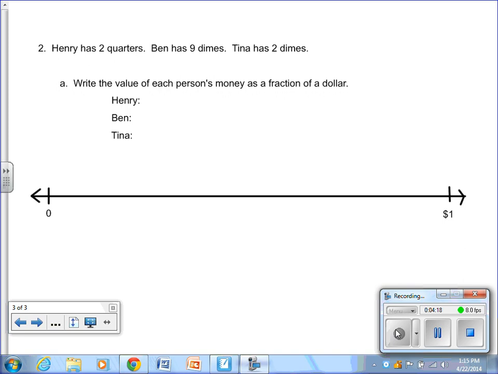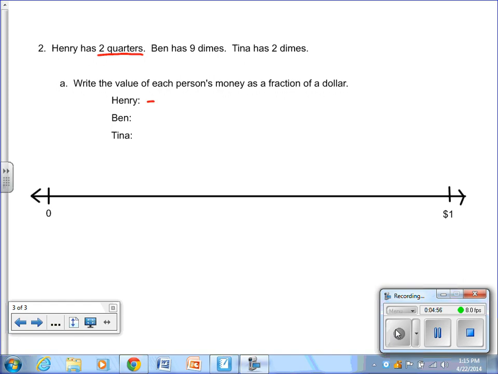Okay, welcome back. If you turn your paper over, I wanted to just give you a start for number 2 on the back because it's a little confusing. Number 2 says Henry has 2 quarters, Ben has 9 dimes, Tina has 2 dimes. Now part A asks me to write the value of each person's money as a fraction of $1. So we have to think about money here too. Let's go to Henry. Henry has 2 quarters. How many quarters are in $1? That's right, there are 4 quarters in $1.